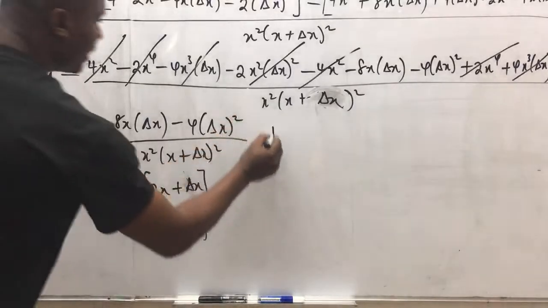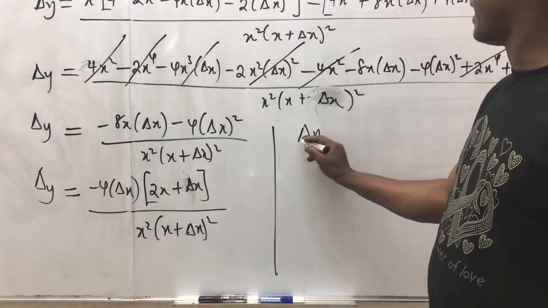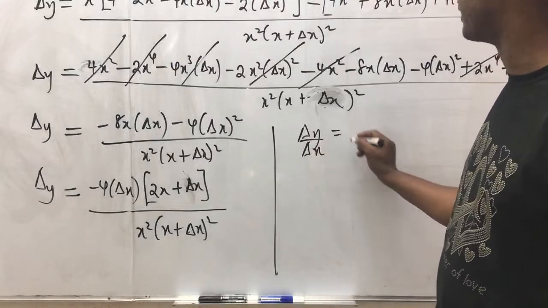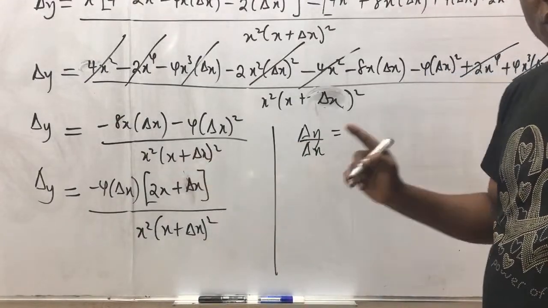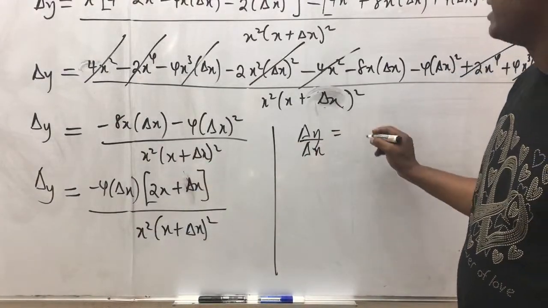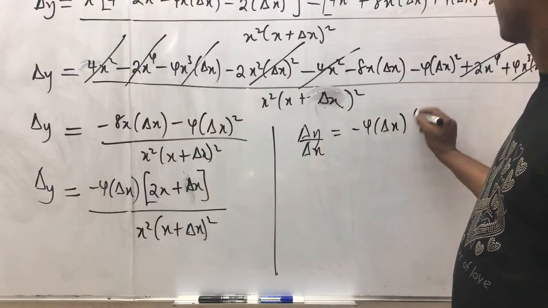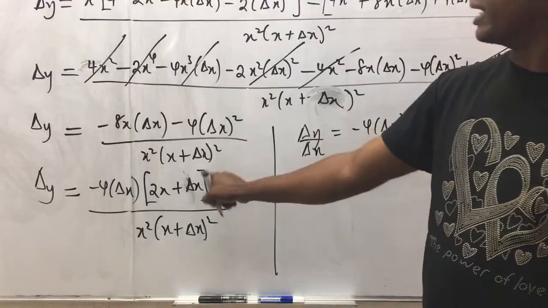Now, let's bring the problem over here. Let's continue the problem over here. So I'm going to get my differential, my gradient function rather, sorry, by dividing change in y by change in x. Once you divide change in y by change in x, it gives you minus 4 change in x, 2x plus change in x. That is our final result here.